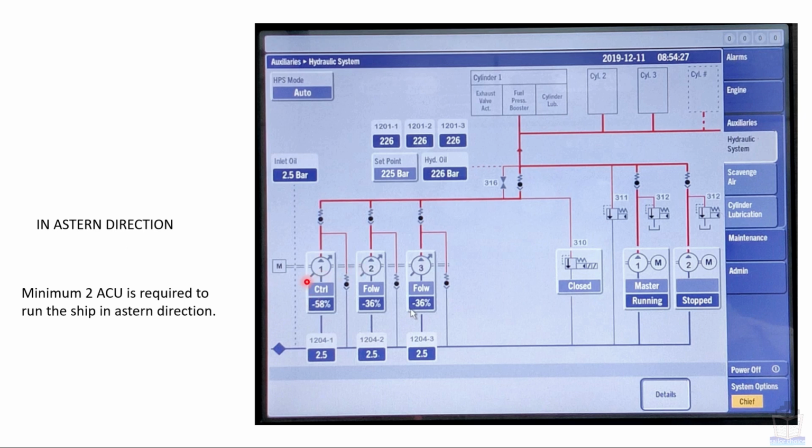Even if all three pumps get kaput, you can run the engine in astern direction up to a load of 15%. Now the next question is, why are there 3 engine driven pumps, why not 2? Always remember, out of 3 pumps, one pump is always used as redundancy. That means we actually require only 2 pumps, not 3. The third one is just for redundancy.